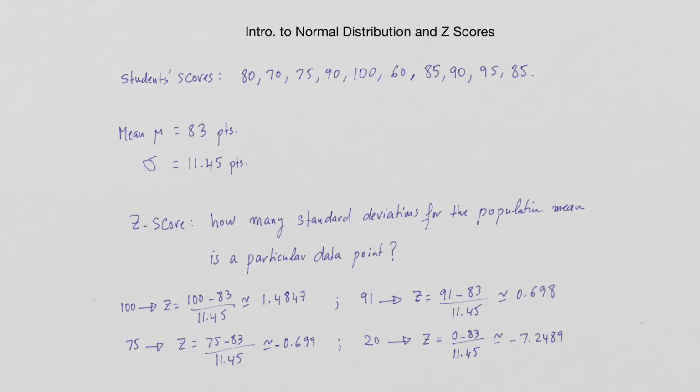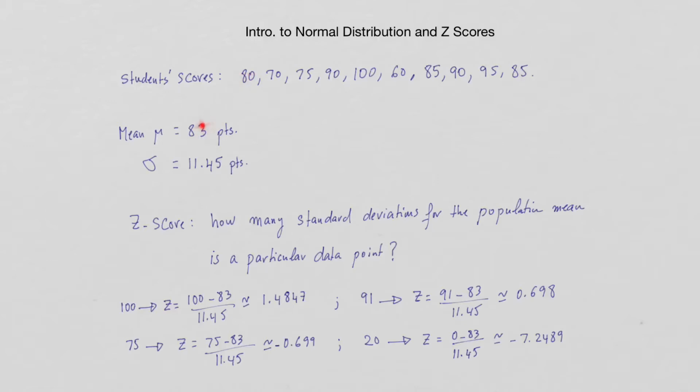I gave them a test and these are the scores. They're not in order. I just put them in, okay? I figured out the mean. I'll talk about this a little later in a minute. I found the mean, which is add these numbers and divide by 10. I got 83 points. Don't forget the units. The standard deviation turned out to be 11.45 points. Remember, the standard deviation is how far are these guys away from 83 on average.